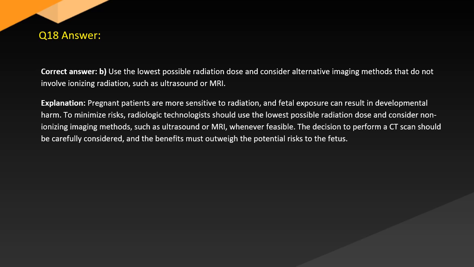Answer. Correct answer. B. Use the lowest possible radiation dose and consider alternative imaging methods that do not involve ionizing radiation, such as ultrasound or MRI. Explanation. Pregnant patients are more sensitive to radiation, and fetal exposure can result in developmental harm. To minimize risks, radiologic technologists should use the lowest possible radiation dose and consider non-ionizing imaging methods, such as ultrasound or MRI whenever feasible. The decision to perform the scan should be carefully considered, and the benefits must outweigh the potential risks to the fetus.